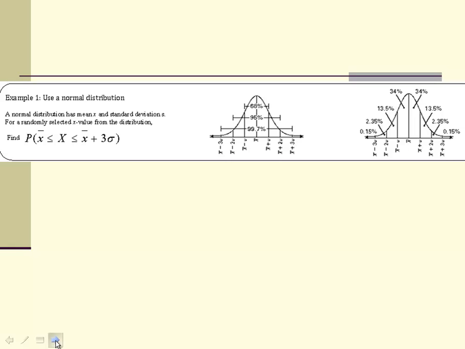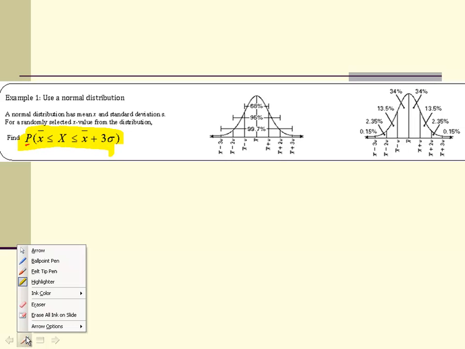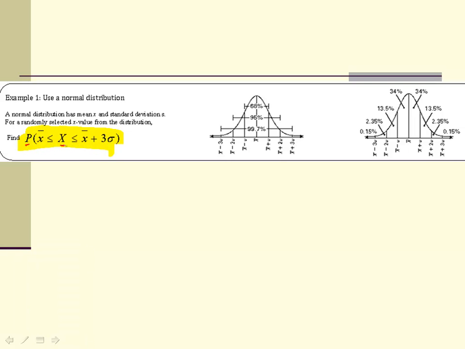So example 1, use a normal distribution. A normal distribution has a mean of x bar and a standard deviation of s. For a randomly selected x value from the distribution, we want to find the probability. P is our probability. Here's the question: we want to find the probability that our value is greater than the mean and less than the mean plus 3 standard deviations.